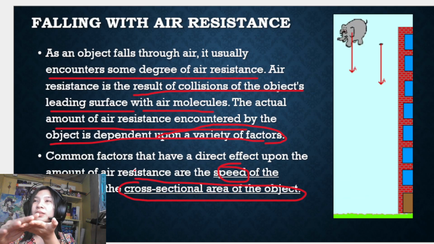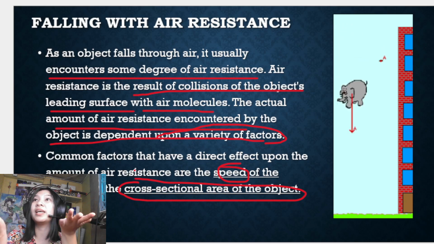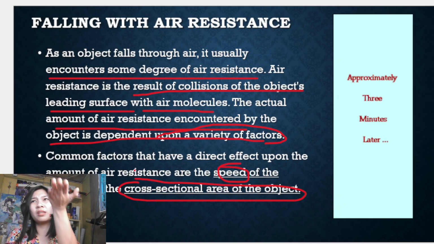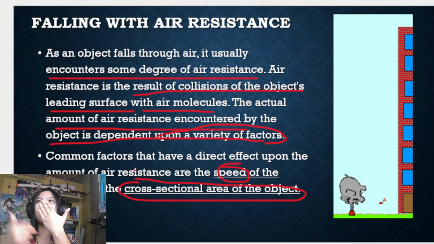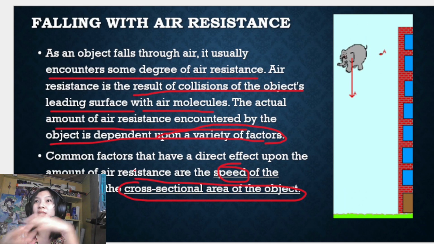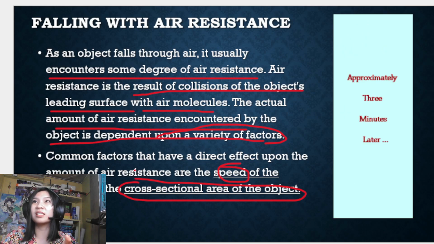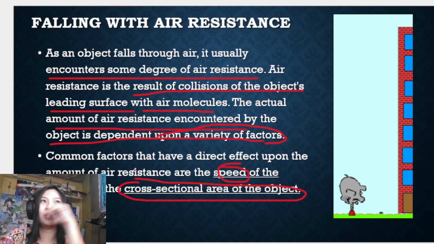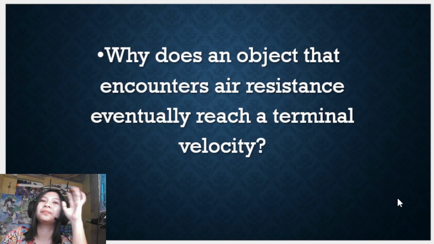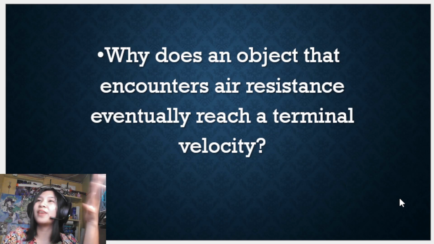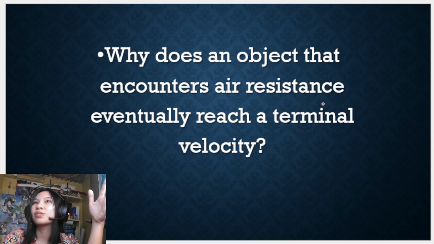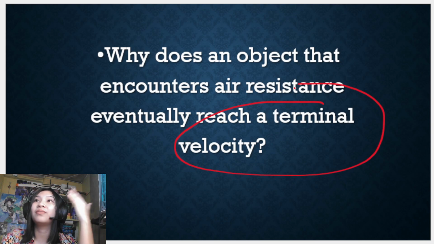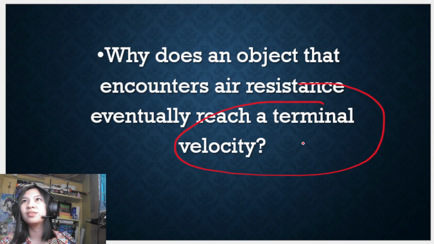Okay? So, that is why its width matters. Of course, if an area is large or wide, it will encounter many air molecules. So it struggles more, with more air resistance, it is pushed upward more. More about that here. So, because of air resistance, the object will encounter or reach what we call terminal velocity. What is terminal velocity?